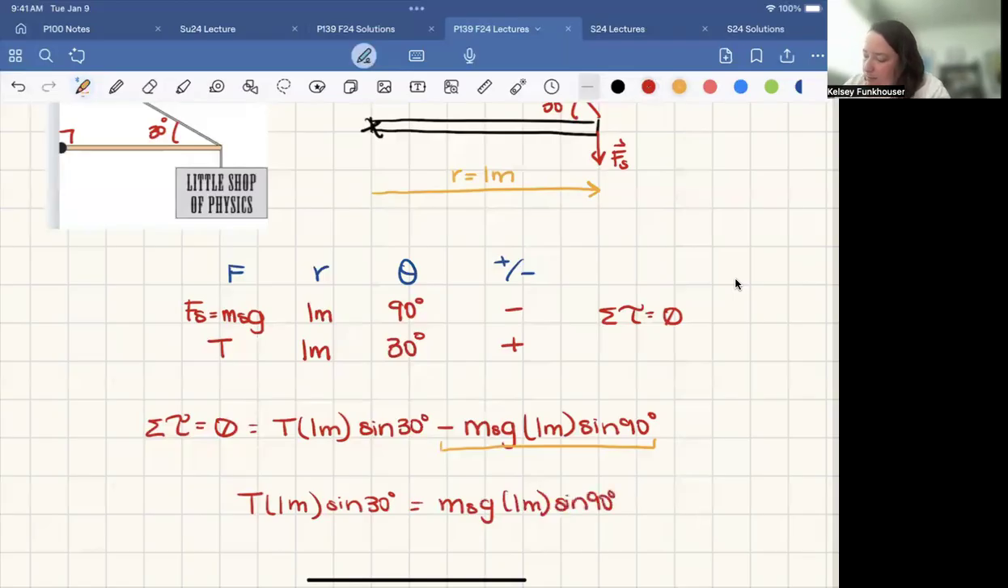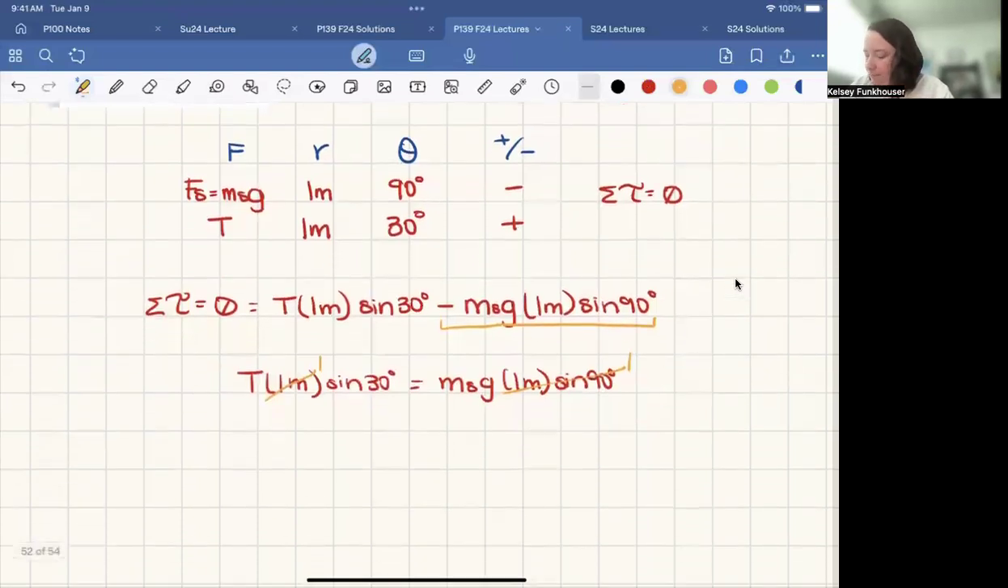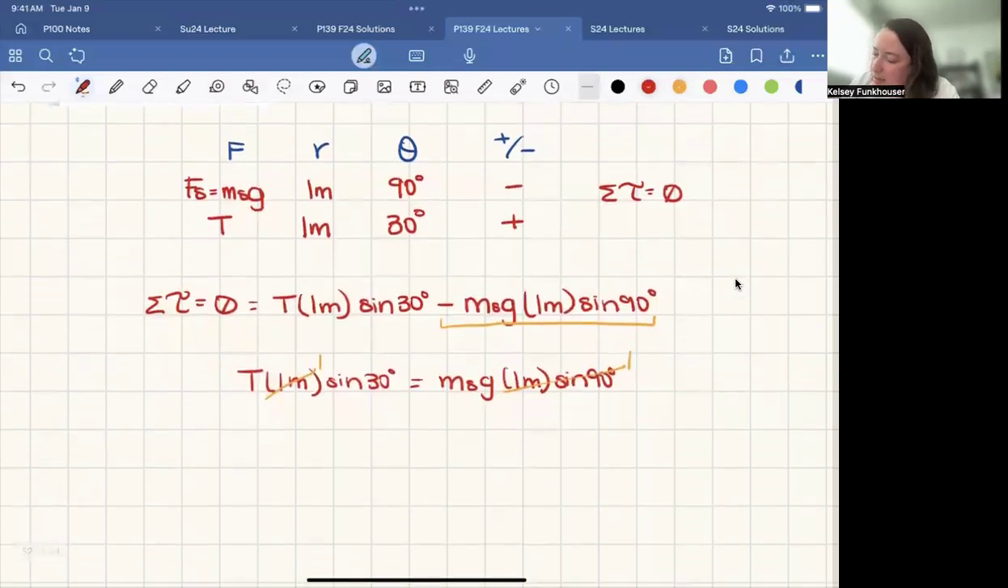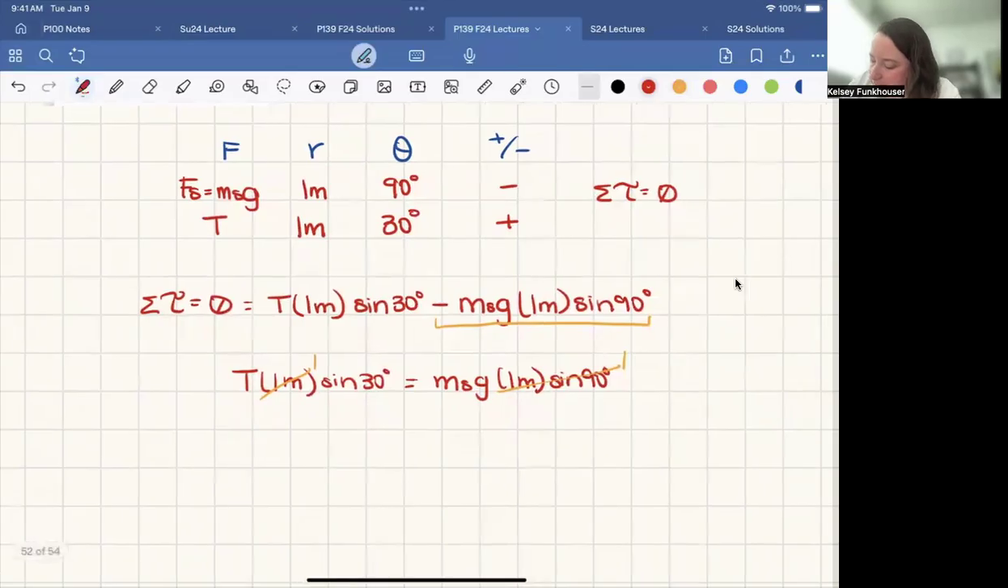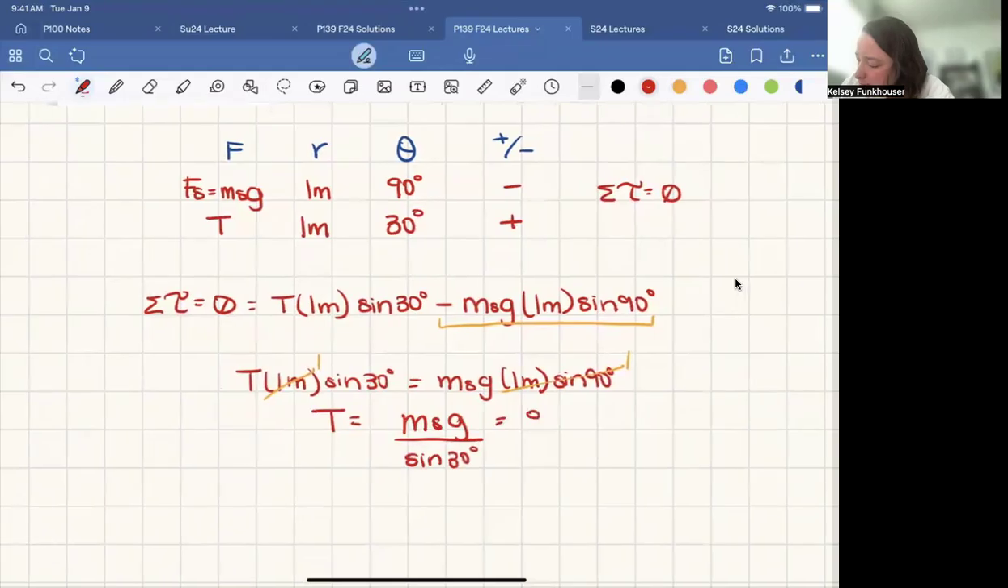And then I'm just going to ignore the stuff that is all 1, because if you multiply by 1, you get the same thing you had before. And then I'm going to divide by sine 30 on both sides so that tension is by itself. And so we have the mass of the sign times g divided by sine of 30. The sign is 8 kilograms, times 9.8 meters per second squared, divided by sine of 30 degrees.